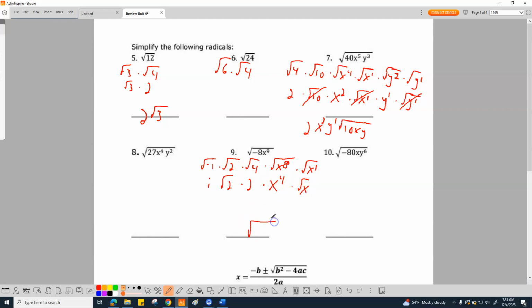So now we reconstruct everything. Everything that's in the house, 2 and x. And then everything that's outside the house, 2i and x to the 4th. And that's your answer. So go ahead and solve the other ones yourself.